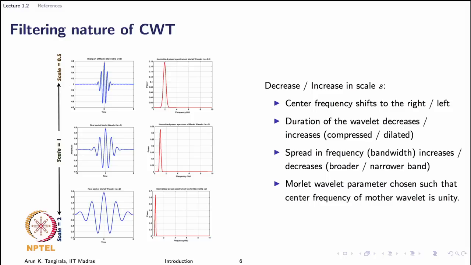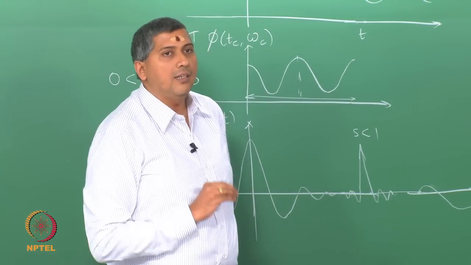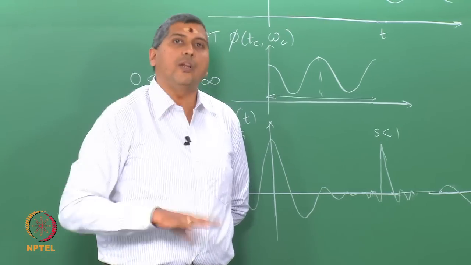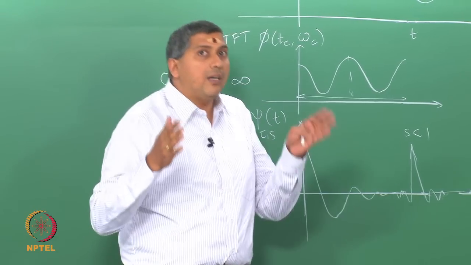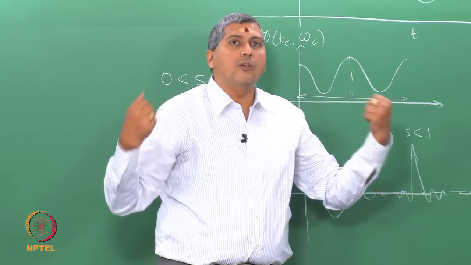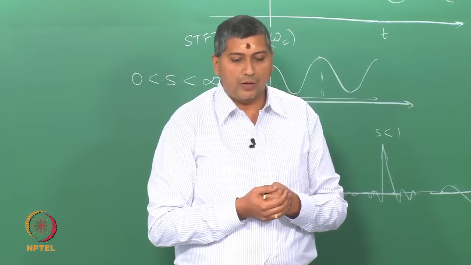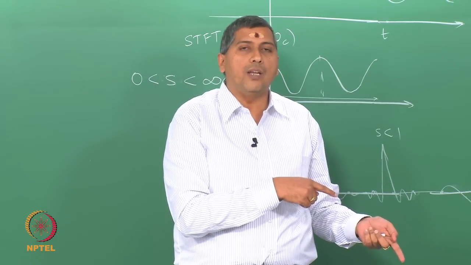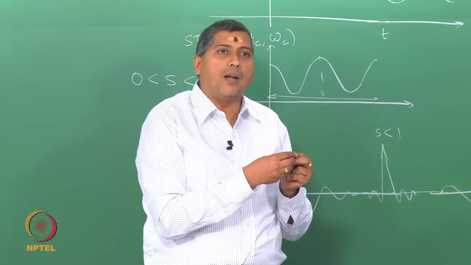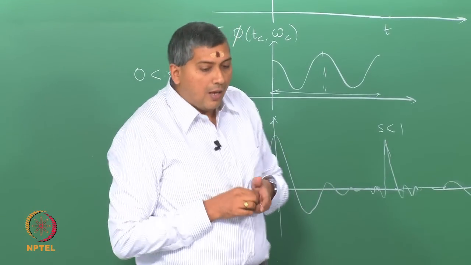Whenever I use a high frequency wavelet to analyze the signal, or scales less than 1, I am going to extract the high frequency content of the signal, but the bandwidth is going to be larger. That means I am going to get more frequencies surrounding the center frequency of interest than when I use a low frequency wavelet, which has a very narrow bandwidth. The larger the bandwidth, the more frequencies I am going to extract.